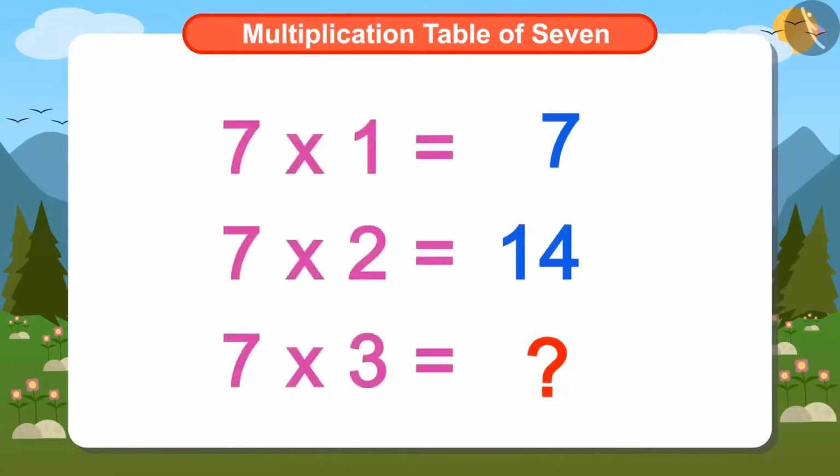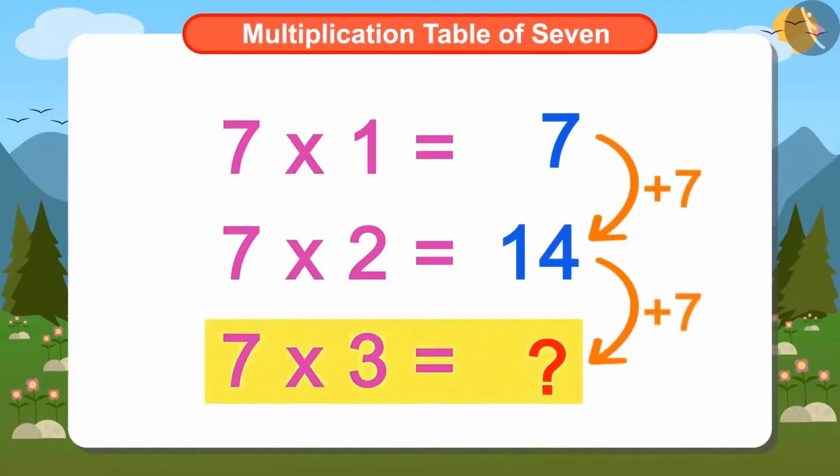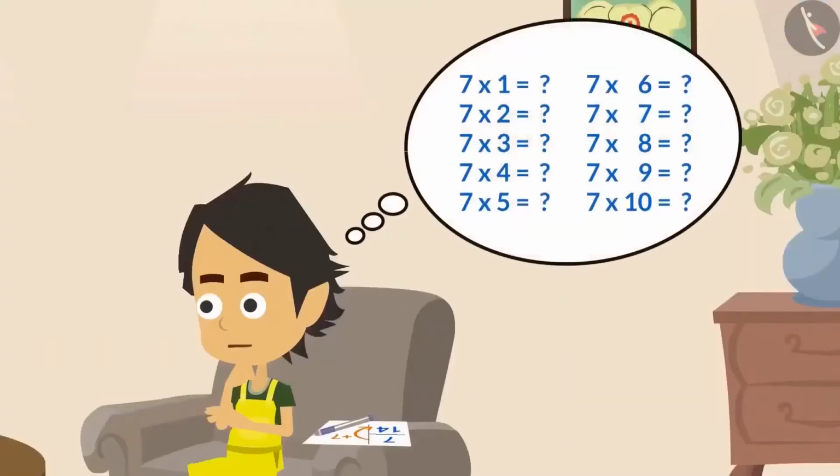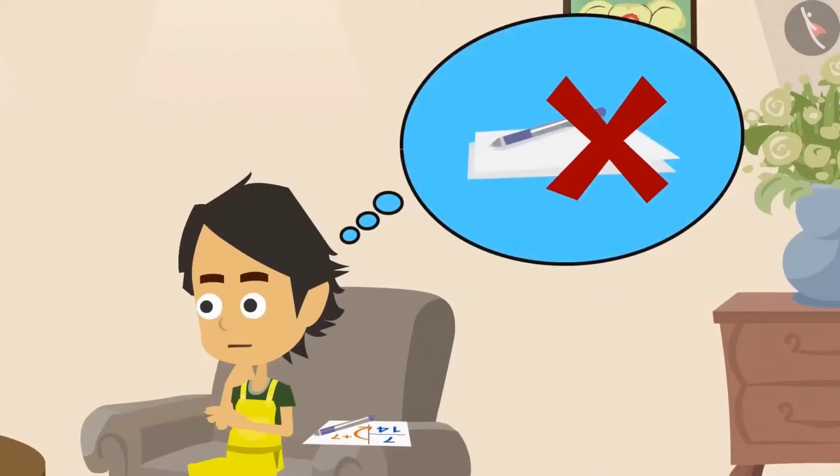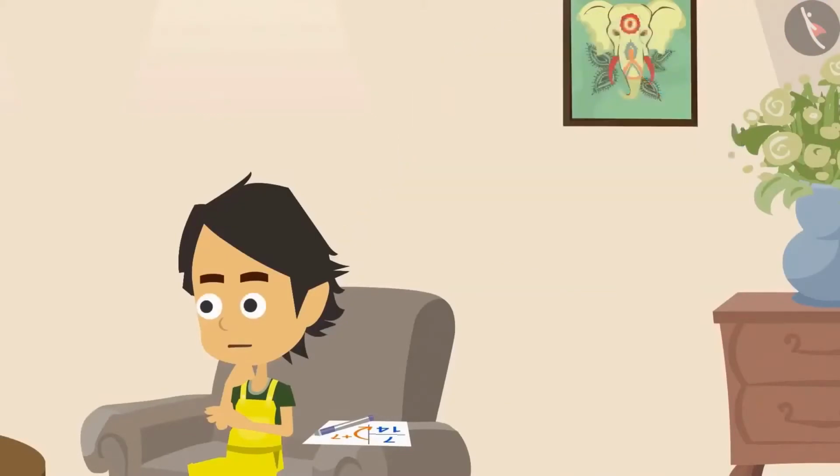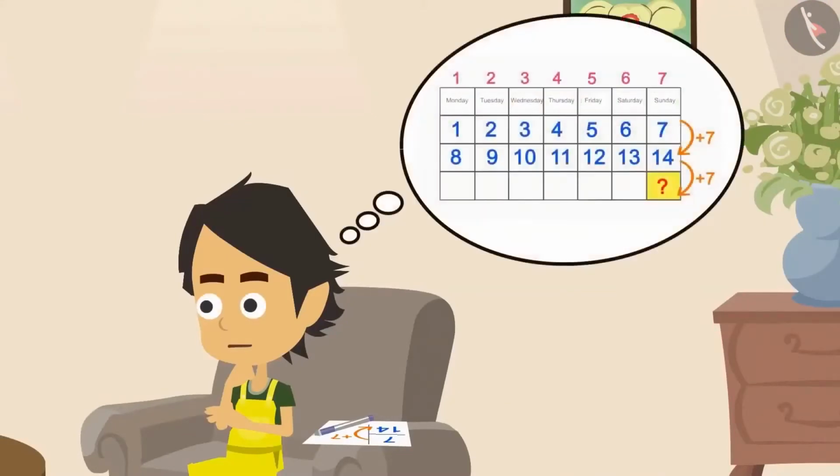Its first number is 7. We added 7 to it and got the next number. By further adding 7 to it, we will find the subsequent number. I wish I could remember the table of 7. I would have been able to tell next Sunday's date without the help of paper and pen.